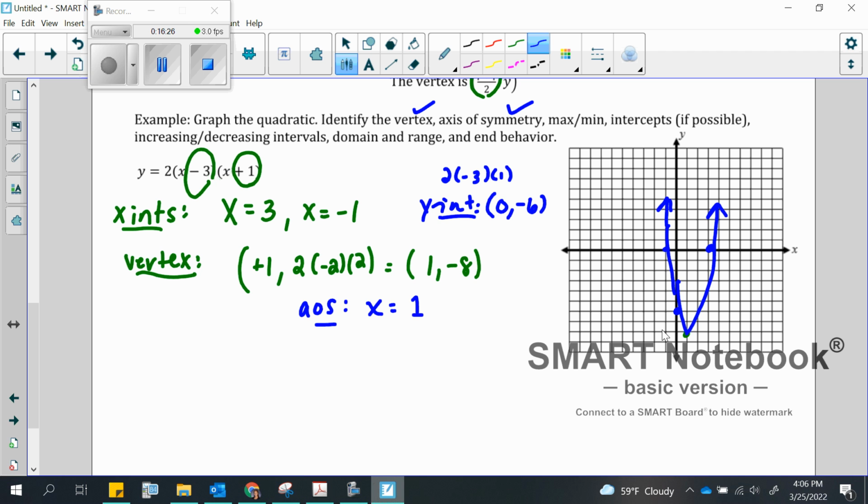My vertex is also my minimum. It's my lowest point in this case, so I don't have a maximum, but my vertex is also my minimum. So I handled that, my intercepts. And then we can leave increasing, decreasing, intervals, domain, and range, and end behavior. I'll stress that a little bit more when I get back. Okay, but just know how to graph it by plotting at least 3 points on the function.